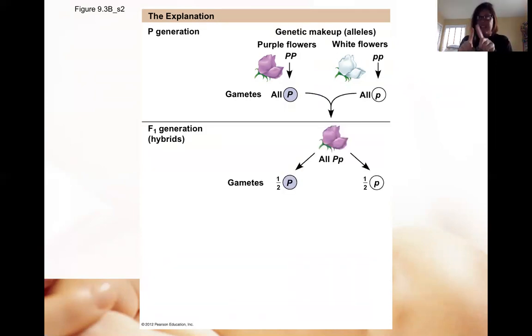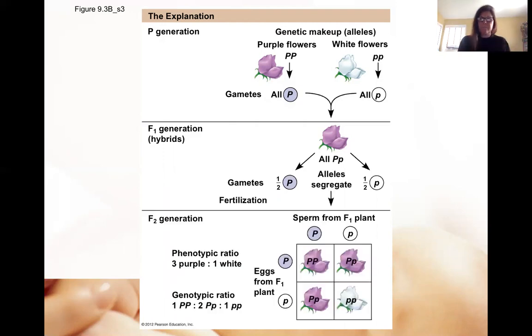When we put them together, we now have our F1 hybrid generation. Notice it has a big P and a little p, so its genotype is big P, little p. Its phenotype is purple. It is a purple flower. But now when we go through meiosis and split up our homologous chromosomes, we have our divorce. Half the eggs will have a big P, the other half will have the little p.